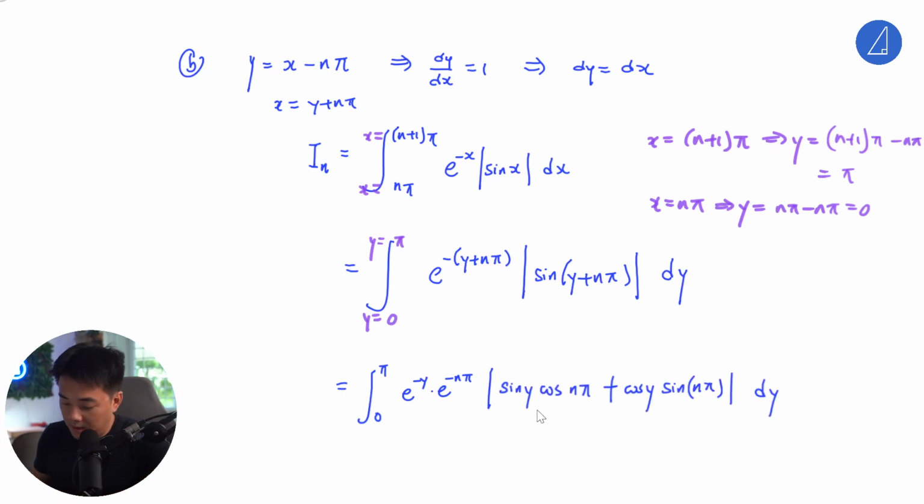Okay, so I'll just expand this. Sine a cosine b plus cosine a sine b. So this is a multiple of n pi, so this is 0. You have to know that this is 0. So 0 plus cosine n pi.